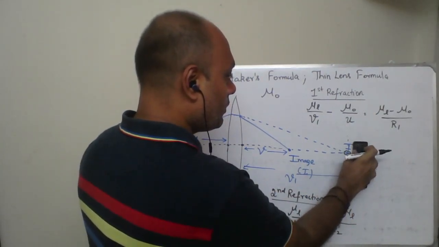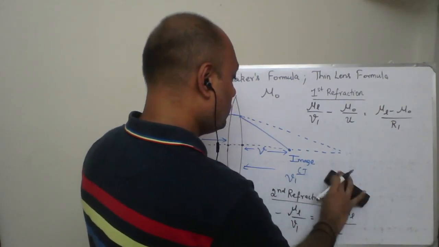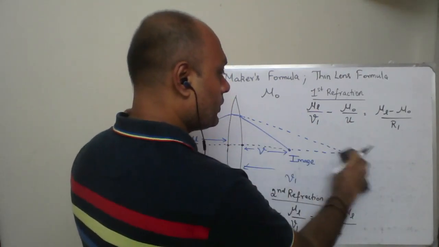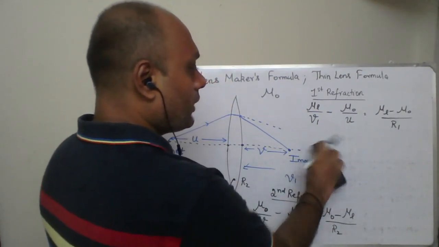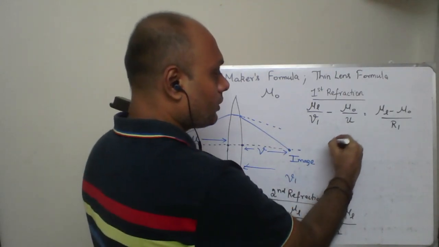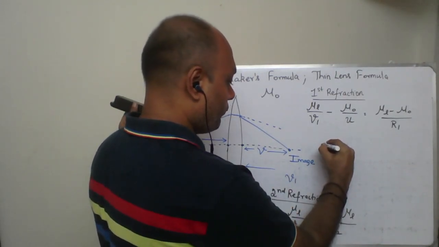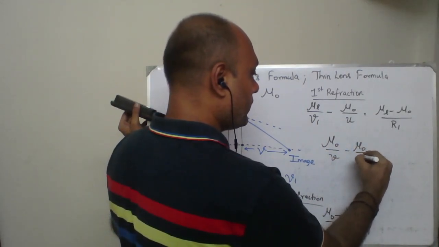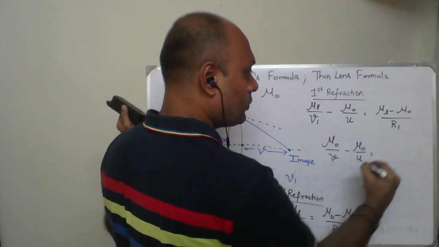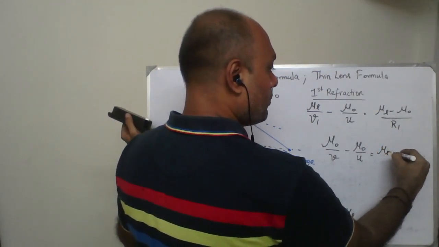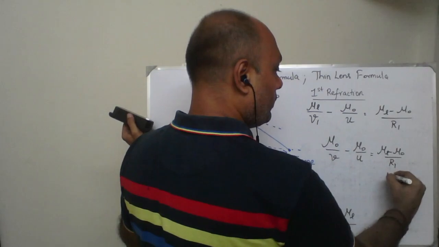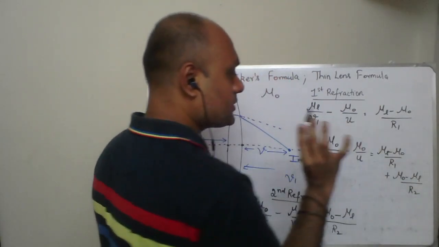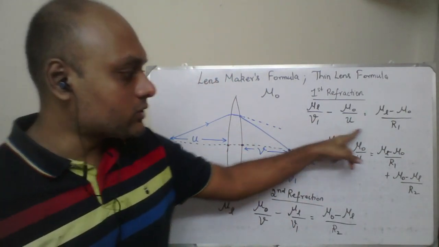okay, so I will just erase this part out over here so that I can have some space to work with. Okay, so adding the two equations, I will have mu naught divided by V minus mu naught divided by U equal to, add the two equations, it is mu L minus mu naught divided by R1 plus mu naught minus mu L divided by R2. I have just added. Okay, now I am going to simplify this further.